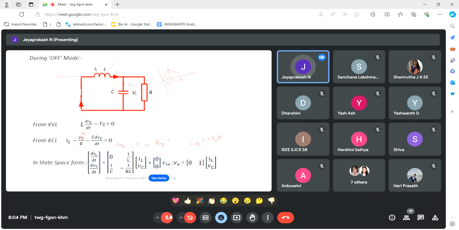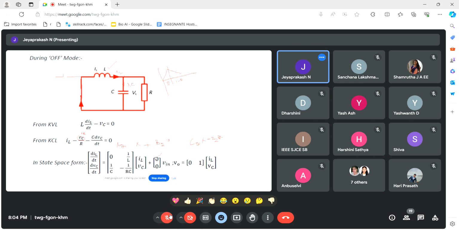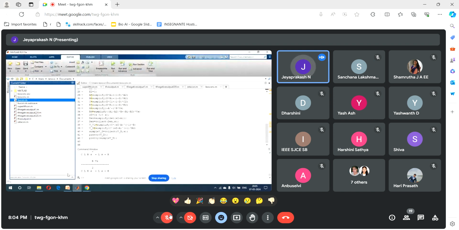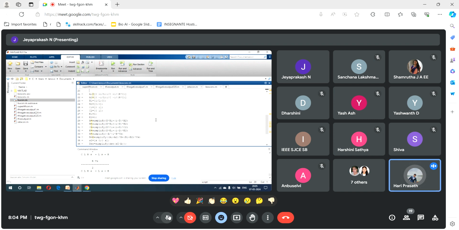After forming these two equations, I am going to find the transfer function. I am going to use MATLAB and write the program. Now I am switching over to MATLAB. Is the MATLAB visible? Okay. Yeah.